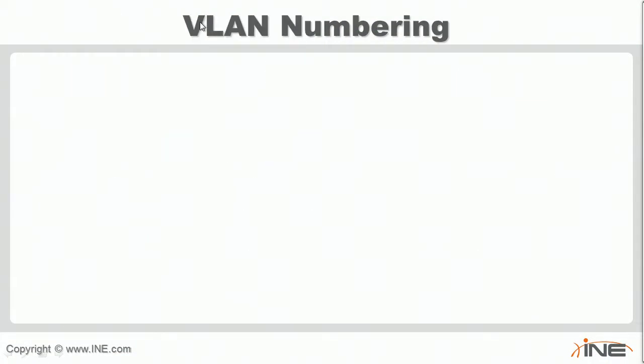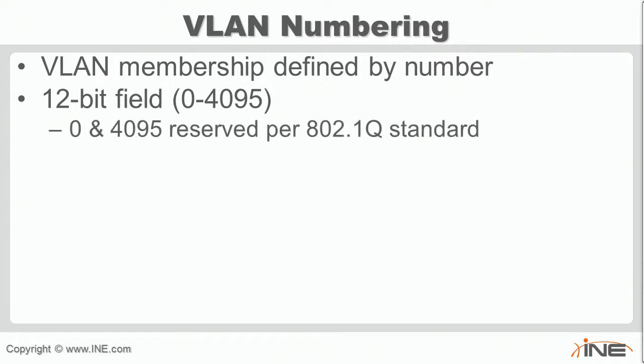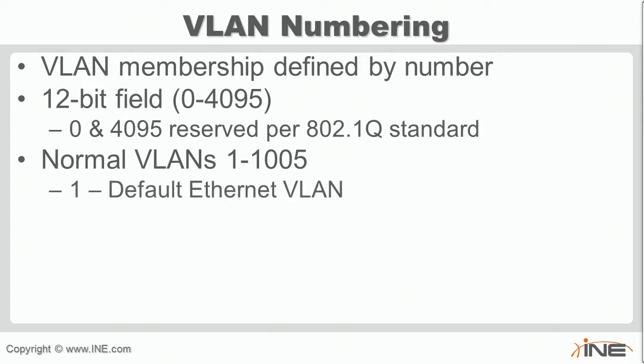Now, the VLAN itself is a 12-bit field, which means the VLAN number could be somewhere from 0 to 4095. Values 0 and 4095 are reserved. So the actual VLAN number is going to be somewhere from 1 to 4094, where there's a normal VLAN range and then an extended VLAN range. The normal VLAN range goes from 1 to 1005. The first one is dedicated for your default Ethernet VLAN. So this is where all the ports are going to be on the switch by default.